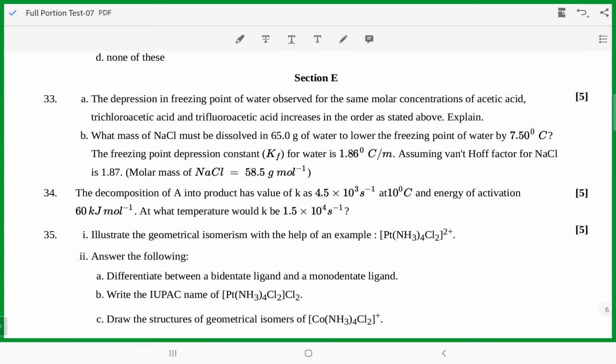The depression in freezing point of water observed for the same molar concentration of acetic acid, trichloroacetic acid and trifluoroacetic acid increases in the order stated above. Why?